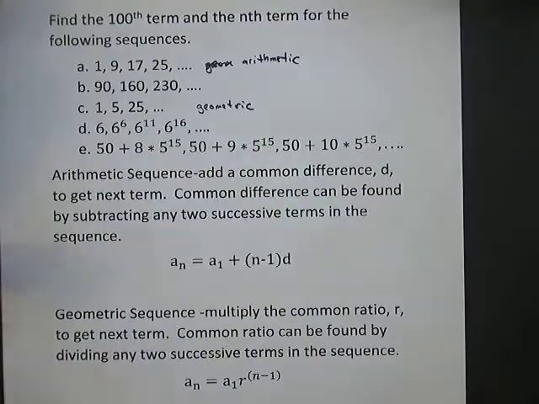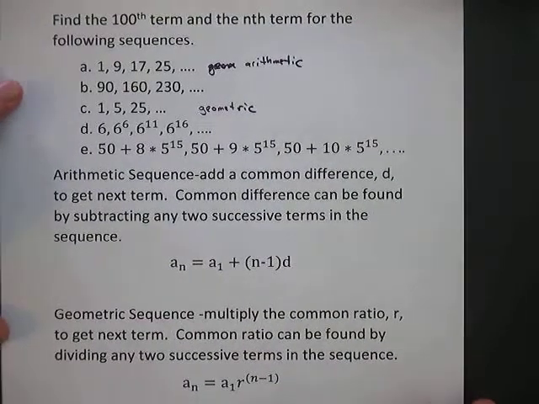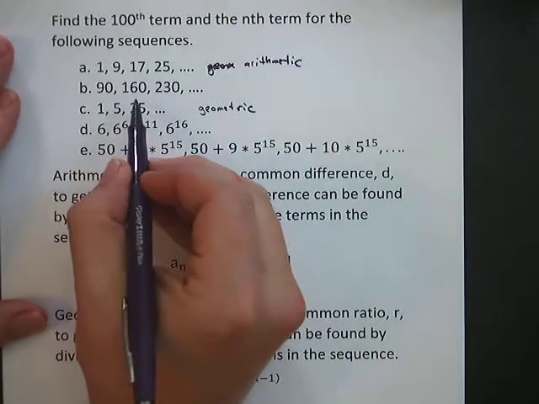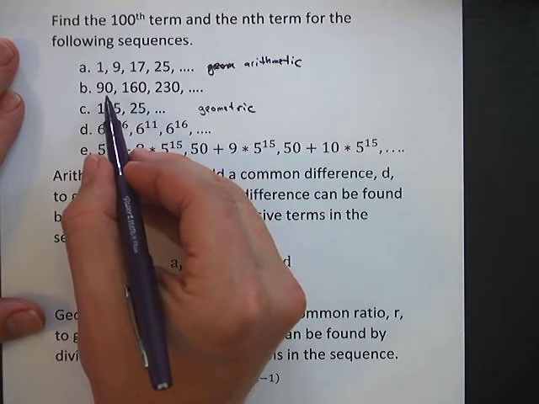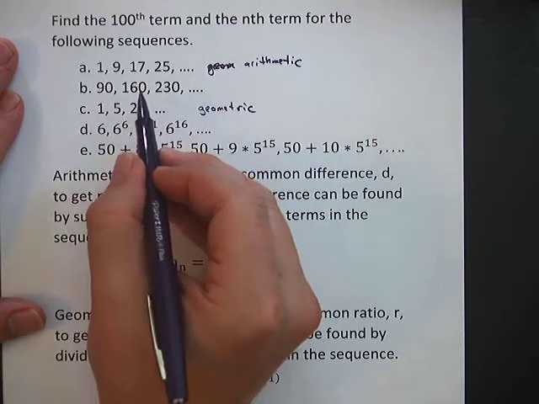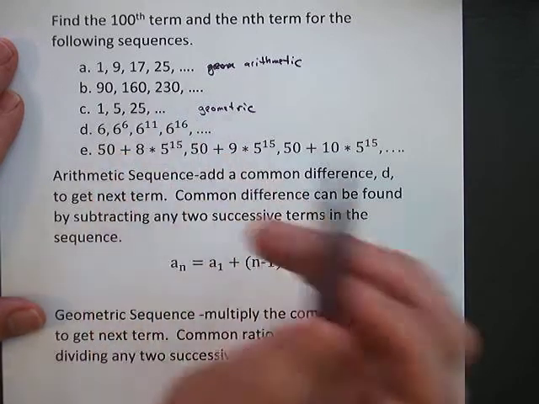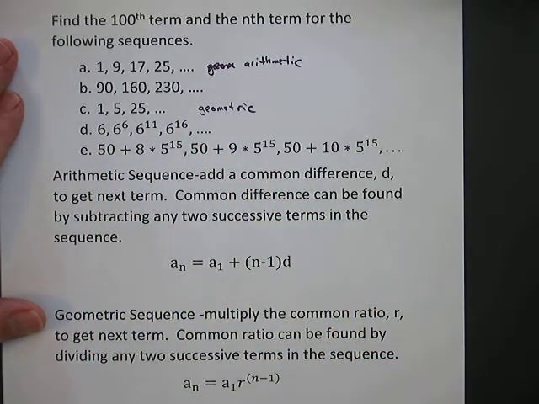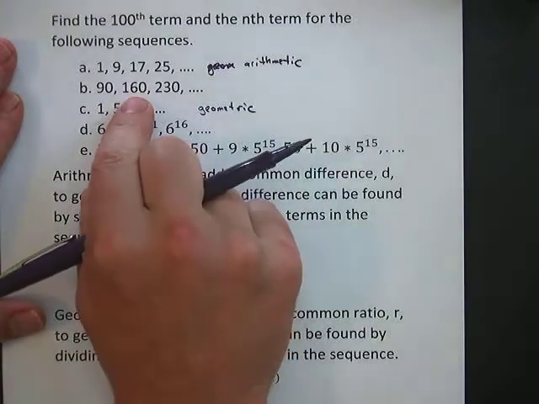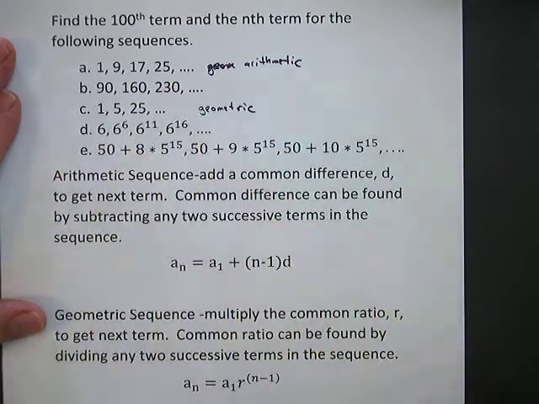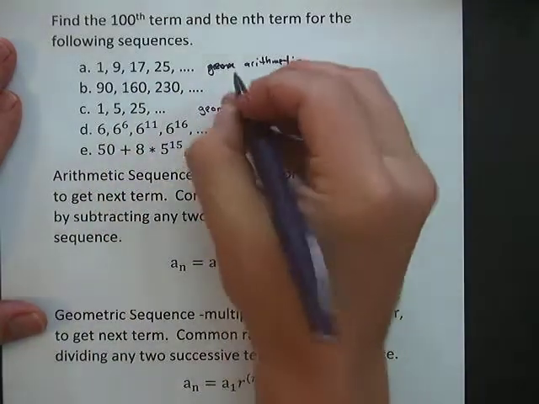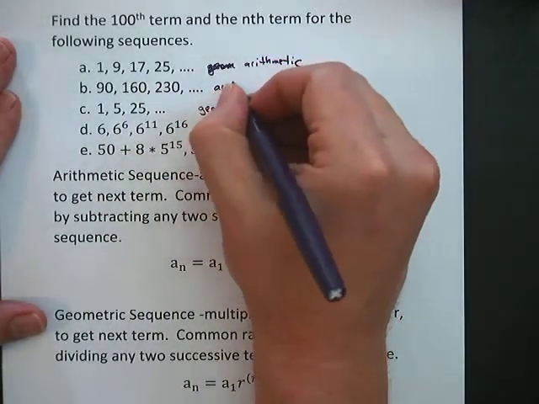Okay, so what about the other ones? We take a look at B, and it's hard to tell sometimes just by glancing at it, but if you do the subtraction, which is usually the easiest thing to do in your head, 160 minus 90 is 70. 230 minus 160 is also 70. So it looks like that's going to be arithmetic. If you try to divide 160 by 90, you're not going to get the same thing as you would get if you did 230 divided by 160. So it's not geometric. So this one is arithmetic.